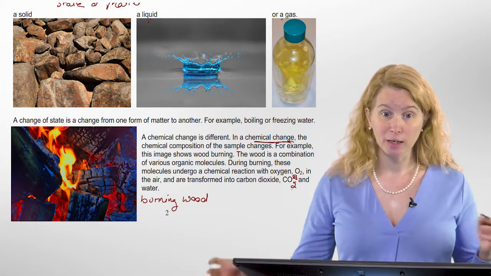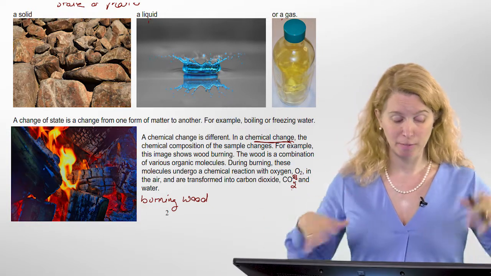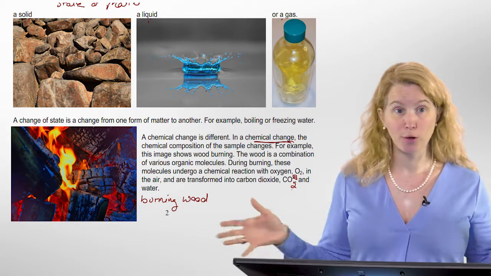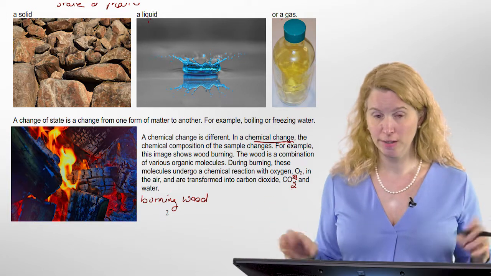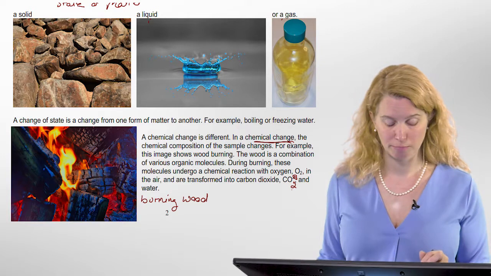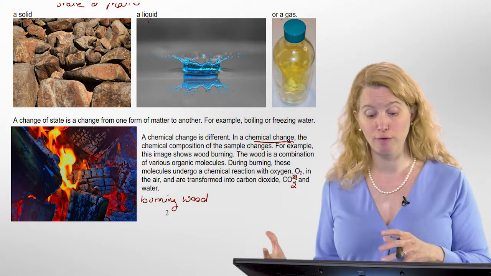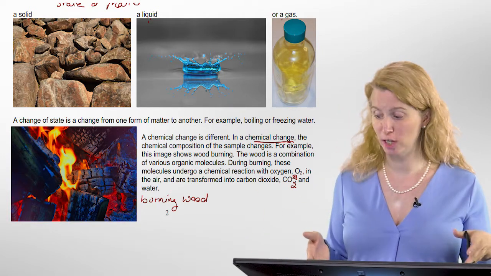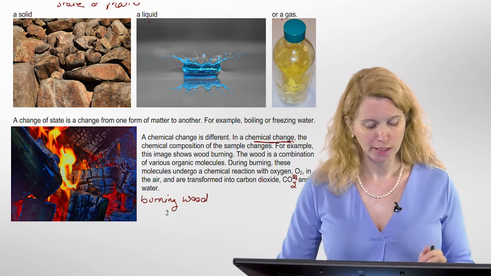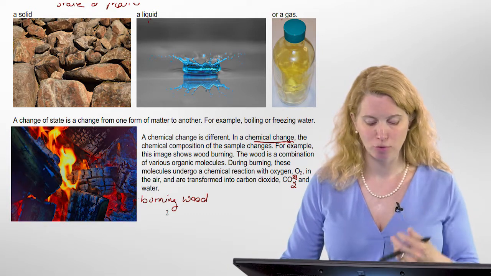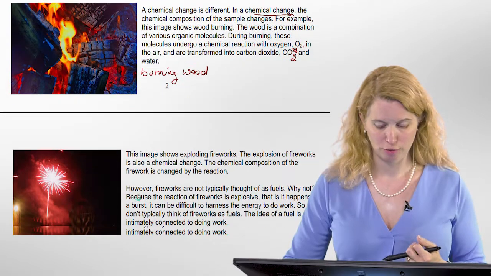So in the beginning, we've got bonds between various carbon atoms and other things, but in the end, there are no bonds between carbon atoms. So bonds are actually broken during this reaction, and new ones are formed. That's the definition of a chemical change. So burning of wood is an example of a chemical change.